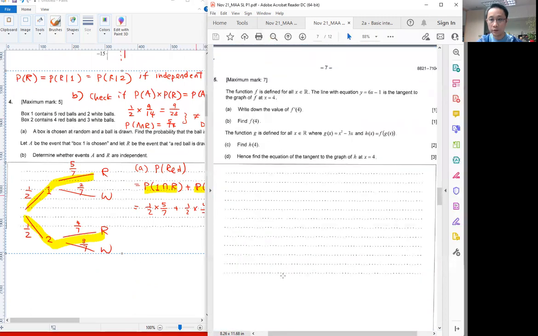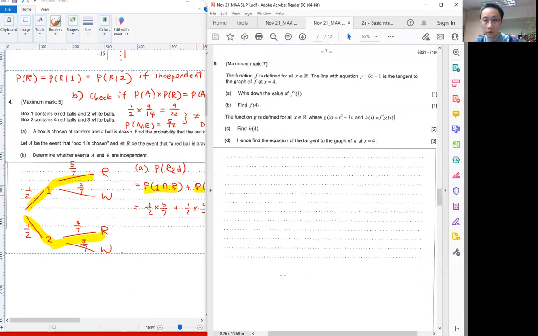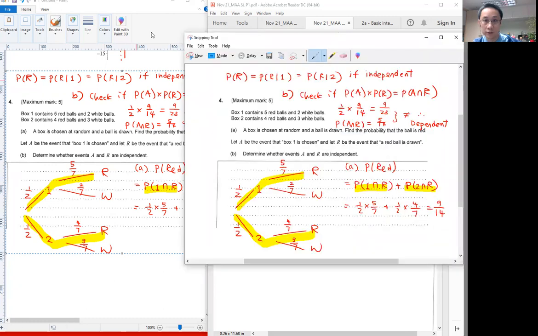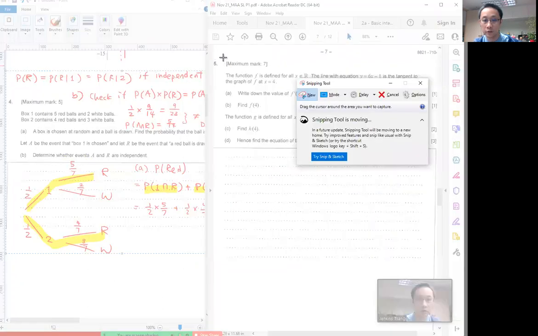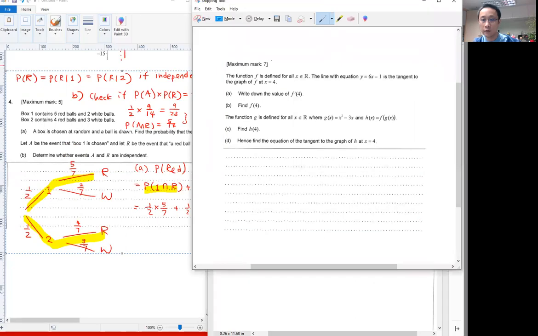All right, so next question. Some calculus stuff, I guess. I see the word tangent. The function f is defined for all real x values, and the line y equals 6x minus 1 is the tangent to the graph at x equals 4. So write down the value of f dash 4.